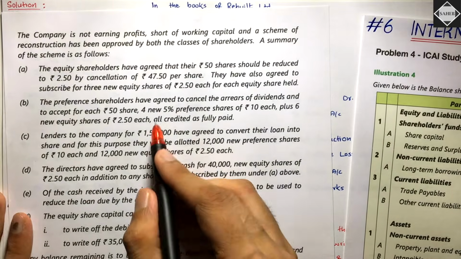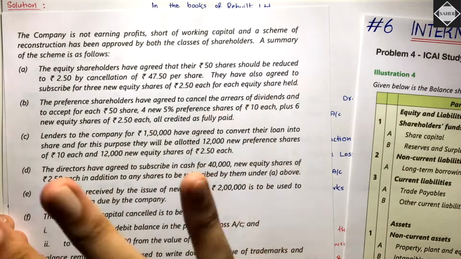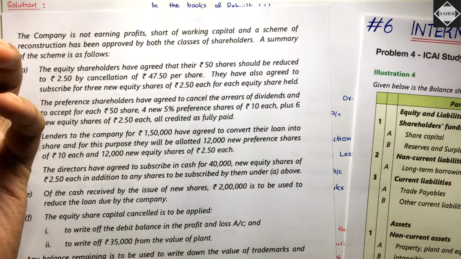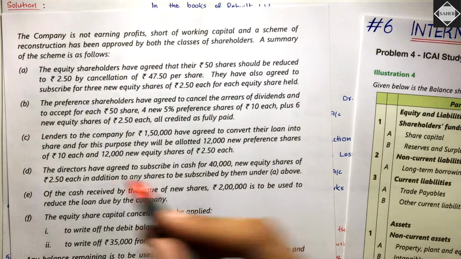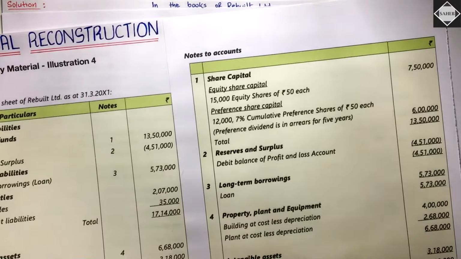And what does this mean? All credited as fully paid. It means that the company will not receive any money regarding this. It's just replacement, cancellation of old preference share capital, and giving these new preference shares and new equity shares. That's the meaning of that sentence. So let's just see how it will be calculated. It's really simple.